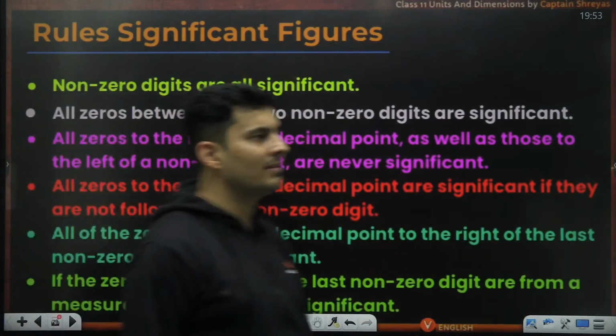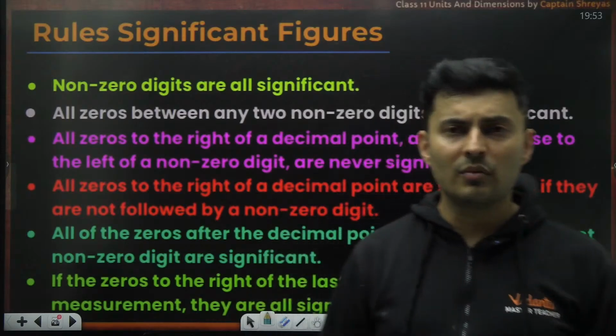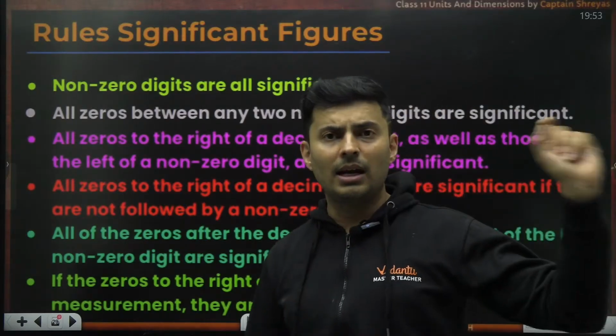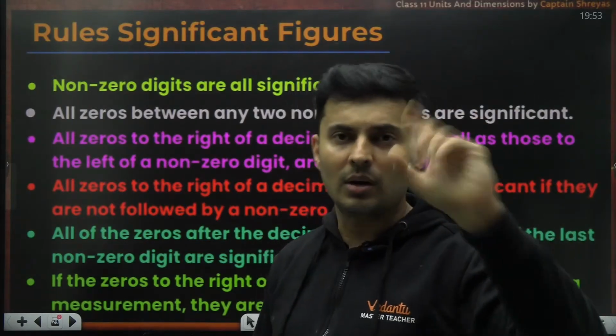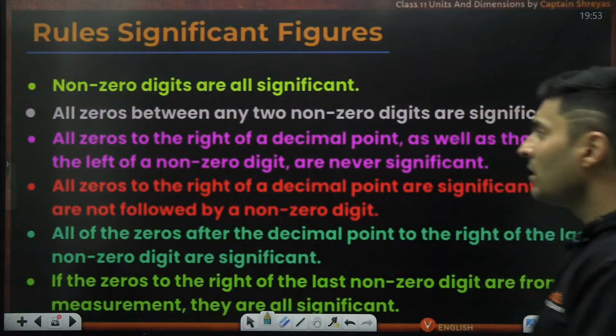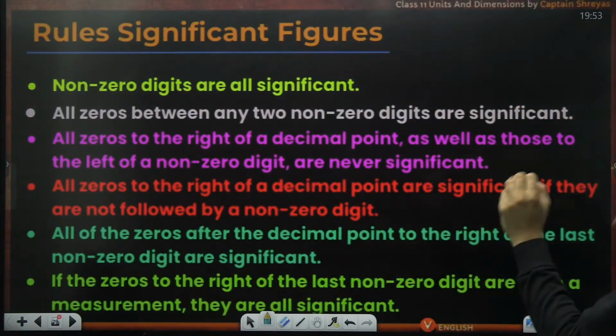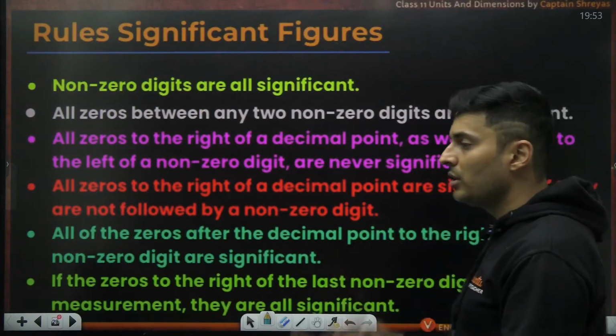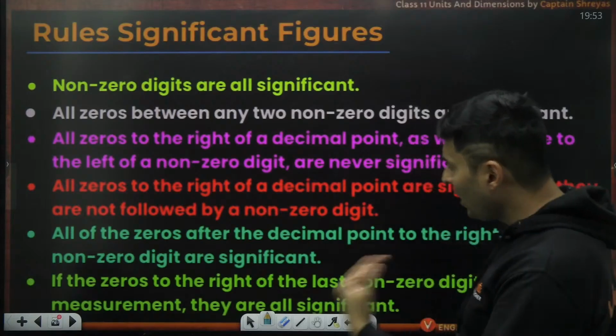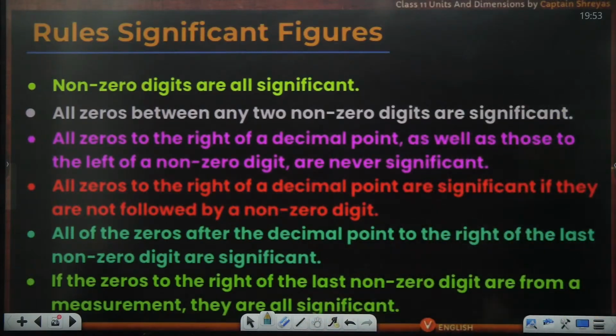Non-zeros are always significant, like 1, 2, 3, 4 till 9. Every time you have to count them, no option. But all zeros between two non-zeros are also going to be significant. All zeros to the right of a decimal point as well as those to the left of a non-zero digit are never ever significant.